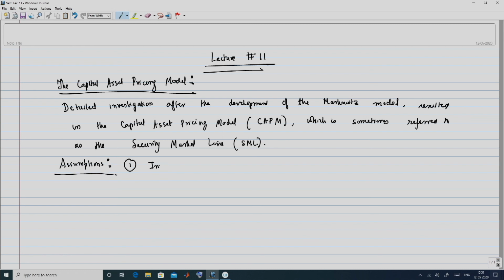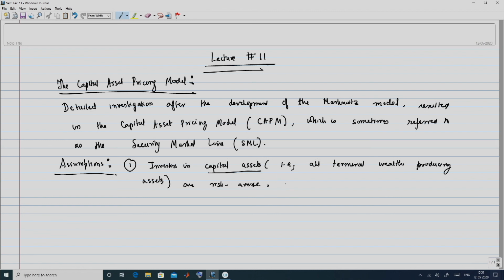So, the first assumption is that investors in capital assets, that is all terminal wealth producing assets. That means, you make an initial investment and you then receive a final amount of payment. So, all the investors who go for capital assets are assumed to be risk averse, and we will deal with this concept of risk aversion in more detail when we talk about utility theory.